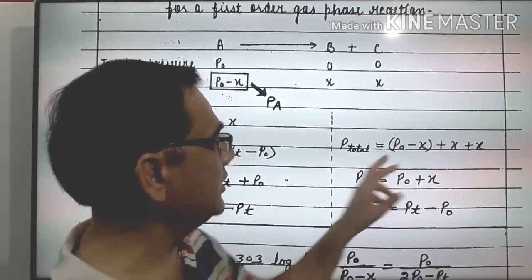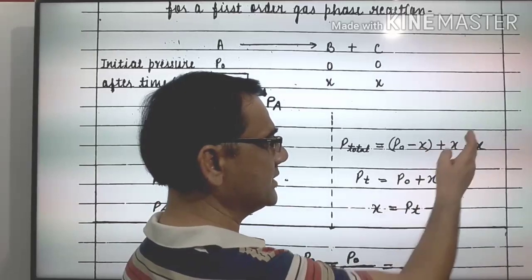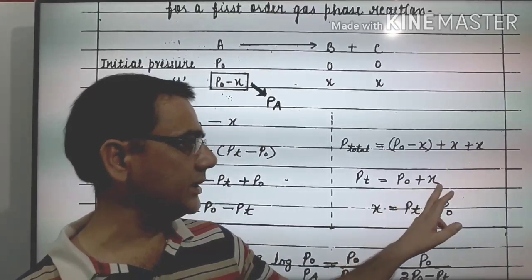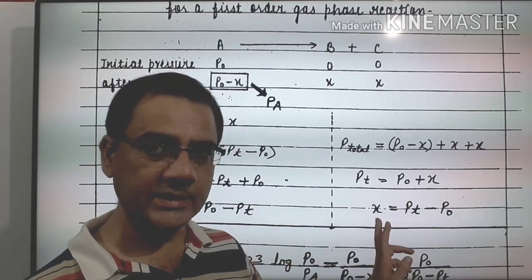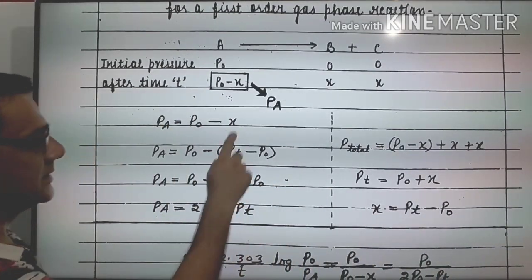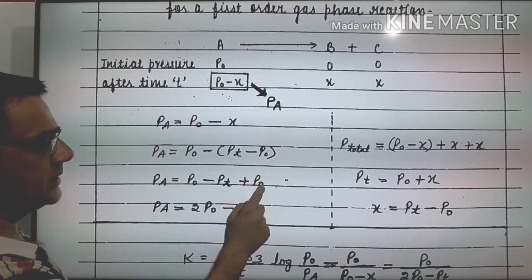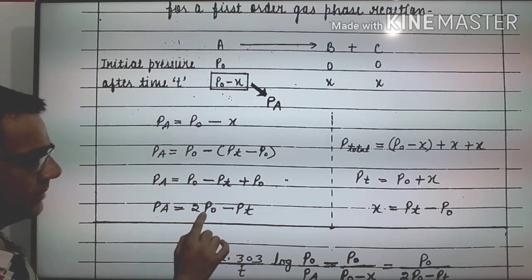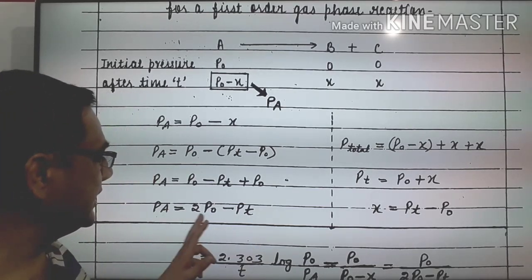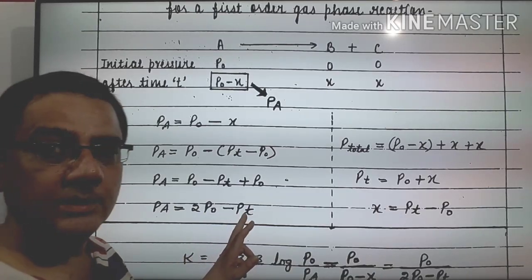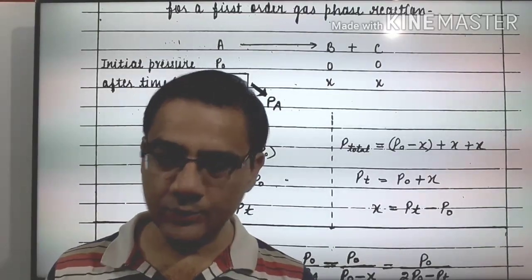So that is P total is equal to P initial minus x plus x plus x. तो Pt is equal to this, minus x plus x cancel. Pt is equal to P initial plus x और x is equal to Pt minus P initial. And this value of x we will put here. x is Pt minus P initial. We will solve: P initial minus Pt plus P initial, P initial that becomes 2P initial minus Pt. It means the value of the PA is equal to 2P initial minus Pt. Now we will see in the expression how do we use this.